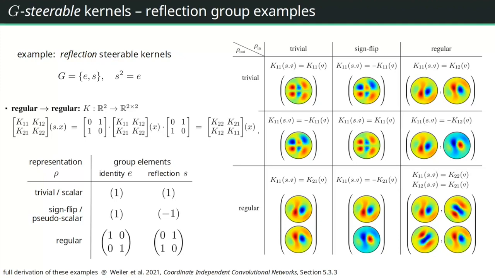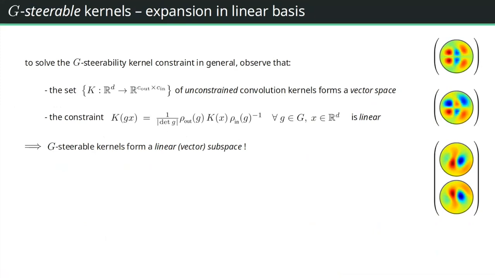And this is exactly what you see here in the bottom right. So these two here are the same, but reflected versions, and these two here are the same, but again reflected relative to each other. And we have this guarantee that if our input transforms according to a regular representation, so we have a regular feature field, we apply this matrix of kernels to it, then we get two response fields out, or a two-dimensional feature field, which is again a regular feature field. So this was something we could solve very easily for this simple group, which just has two elements.